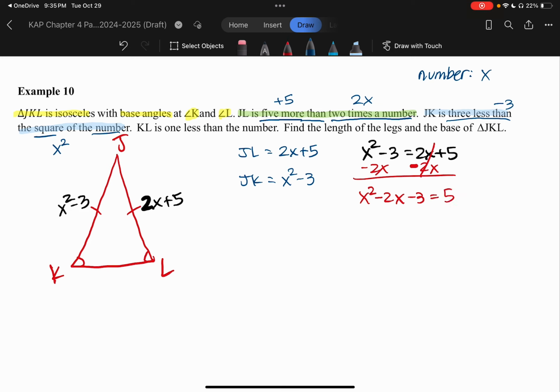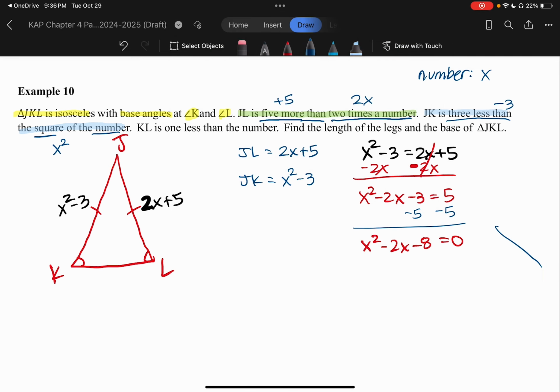Now we want to move the 5 over because I need this to be equal to 0. So minus 5 on both sides would tell us that we get x squared minus 2x. Negative 3 minus 5 is negative 8. And now this is equal to 0. When you're factoring, by now we should be pretty comfortable with factoring.